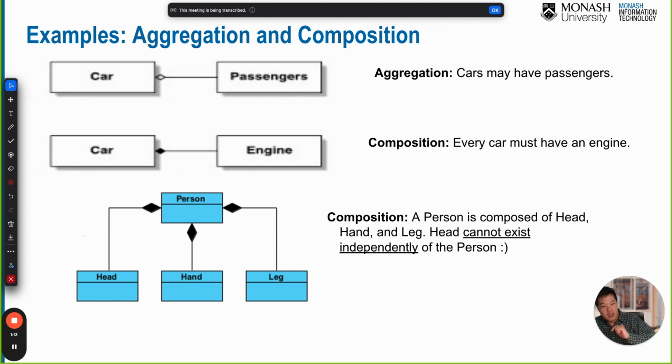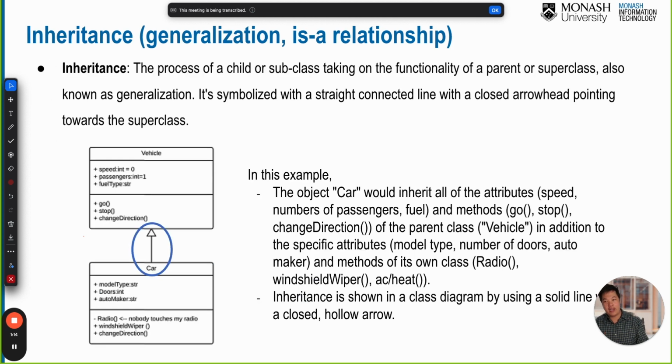Another one. A person, myself, can I exist without my head? No. Can I exist without my hand? No as well, otherwise I cannot touch anything. Can I exist without my leg? No as well. So that's why a person is composed of the head, the hand, the leg, the heart, everything. It cannot exist independently. Does it make sense? This is how we use the composition and the aggregation.